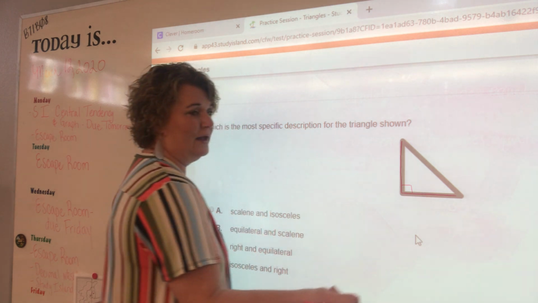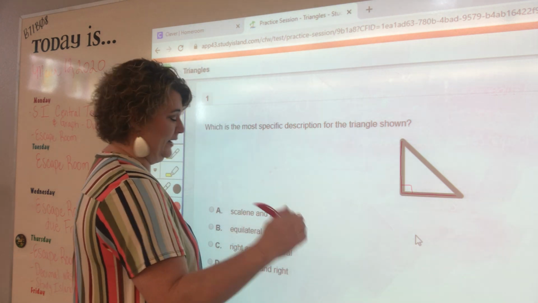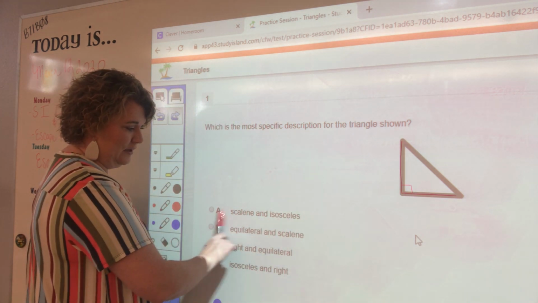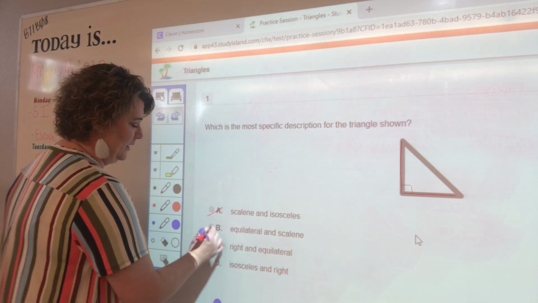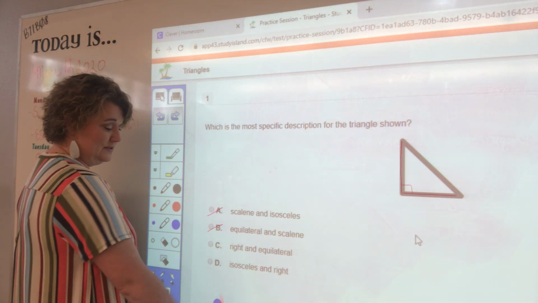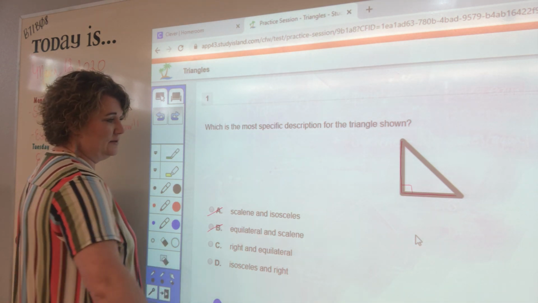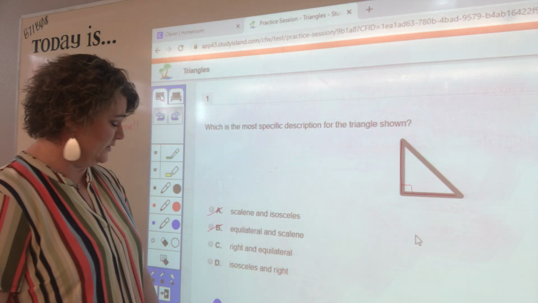So right off the bat, I know the description of the angle is a right angle. This says nothing about a right angle, so that can't be the answer. This says nothing about a right angle, so that can't be the answer. This says something about a right angle, and this says something about a right angle. So I've already narrowed it down to C and D.